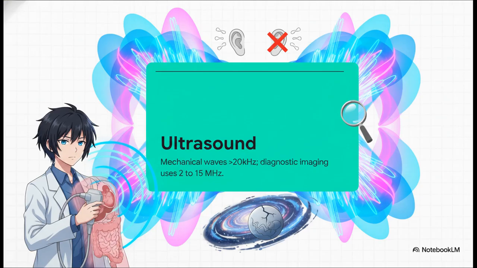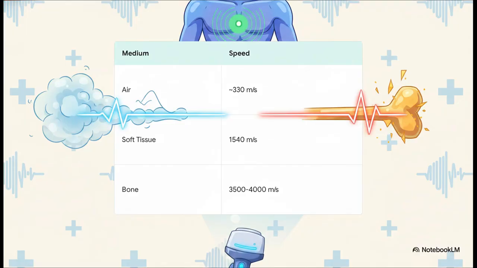But for diagnostic imaging, we're using frequencies from 2 to 15 megahertz. That's literally millions of cycles per second. And unlike X-rays, which can happily travel through the vacuum of space, these mechanical sound waves cannot propagate through a vacuum. No matter, no sound. And this brilliantly illustrates why different materials matter so much.